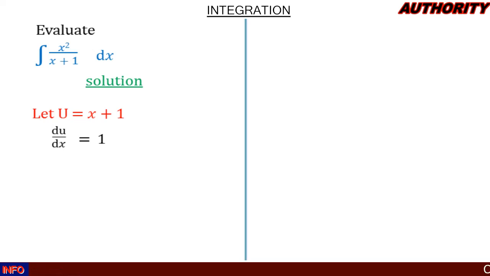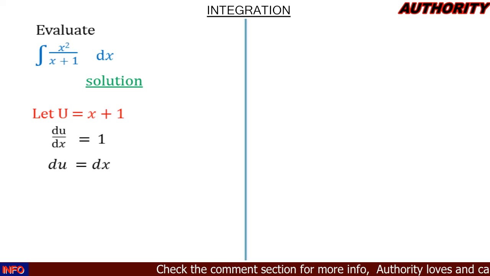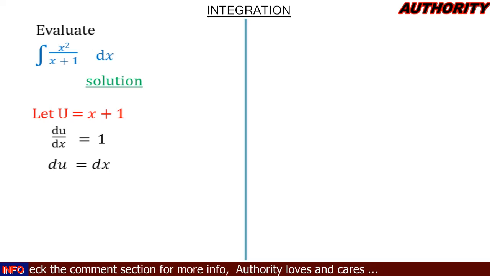All right, good. Now let's cross multiply. In doing so, we are going to have du is equal to dx. Okay, now we said x plus 1 be called the letter u. That means in place of x plus 1, we replace it with u, and in place of dx, we write du. Okay, good. But the challenge we are going to have now is, what are we going to write in place of x squared?